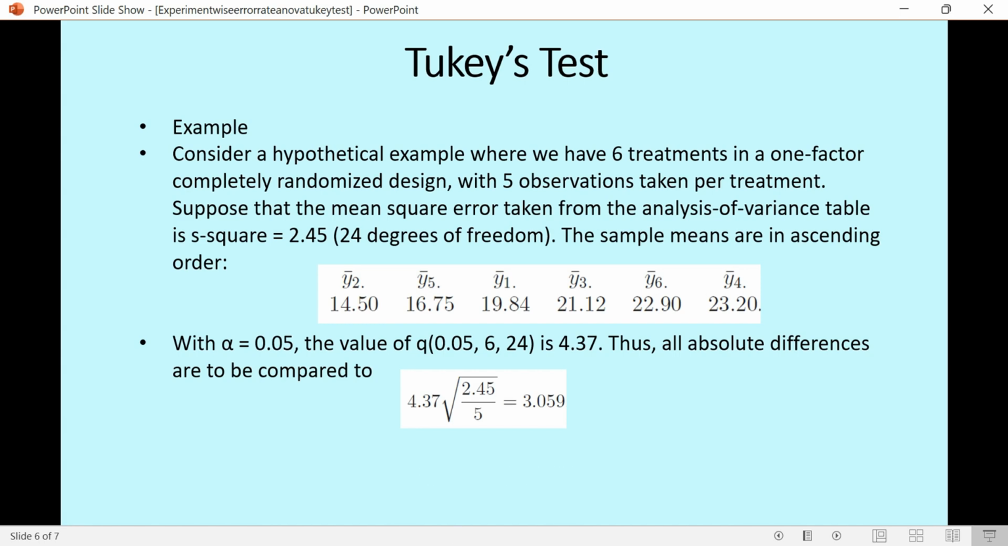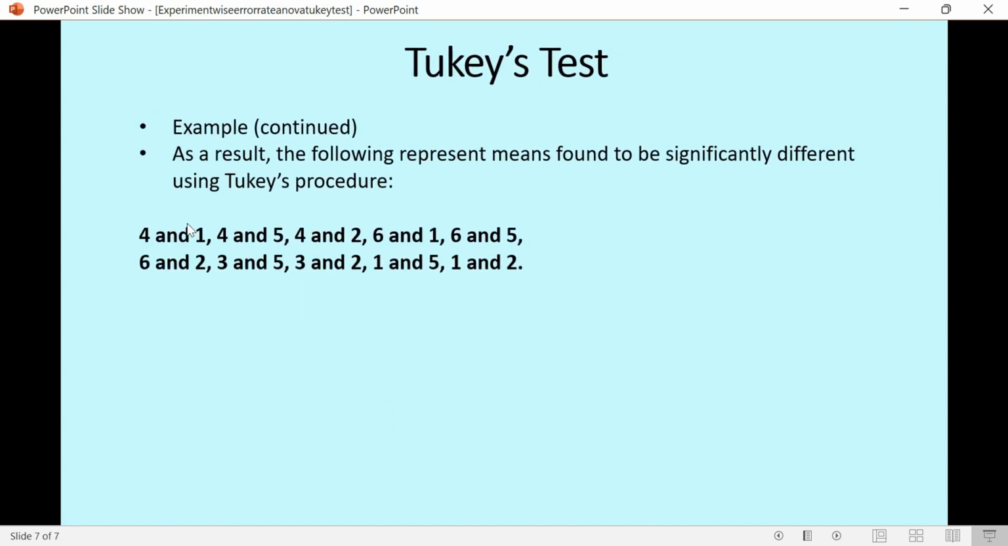And then we multiply this factor by the square root of S square divided by the sample size in each group. So we get this factor, which is 3.059. So for each pair difference of mean values, if we find this difference exceeds 3.059, then we will say this pairwise comparison is significant. So in this example, there are about 10 pairwise comparisons that are significant, so 10 pairs are different.